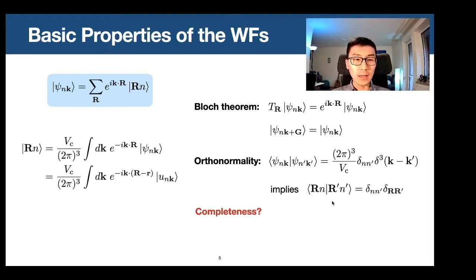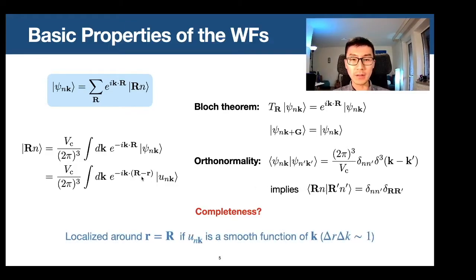Finally, one of the most important properties is that it is localized around the Bravais lattice vector R. But there is a condition. The condition is that U has to be a smooth function of k. This is simply because of basic properties of the Fourier transformation. The more slowly the function varies in k-space, the more localized it is in real space. On the other hand, if the function varies a lot in k-space, then the function is also quite spread out in real space. So in order to obtain well-localized Wannier functions, it is important that we have a very smoothly varying function U.